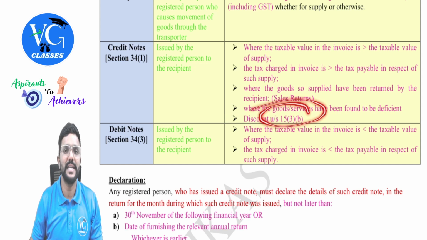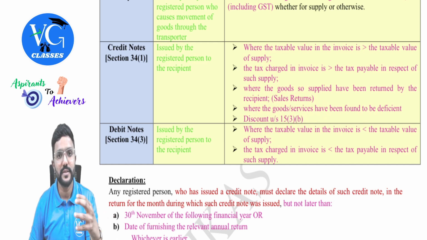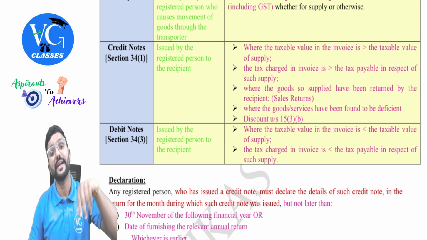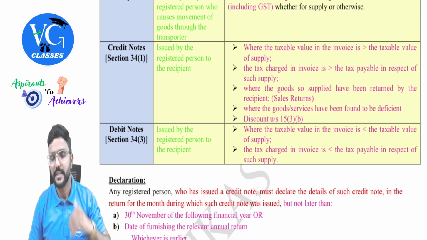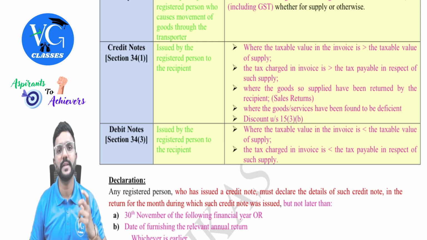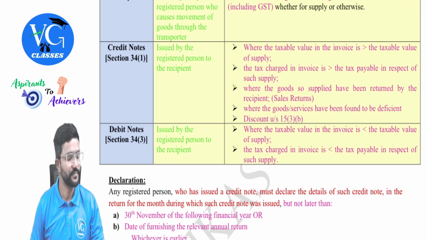The last one, the discount as per section 15 subsection 3 clause B, that is the discount which is given by the supplier to the recipient after the supply, whether it was agreed or not. So for that amount of discount plus GST on it, the supplier has to issue a credit note to the recipient.